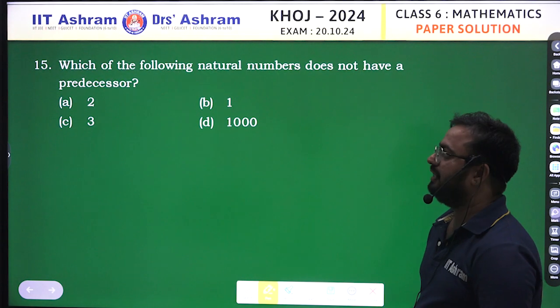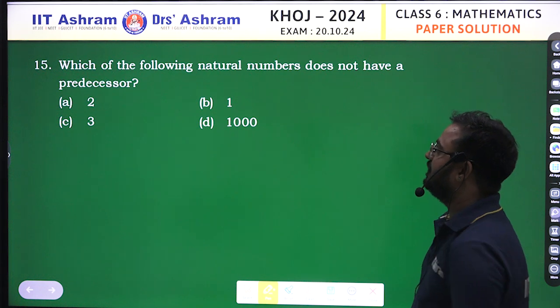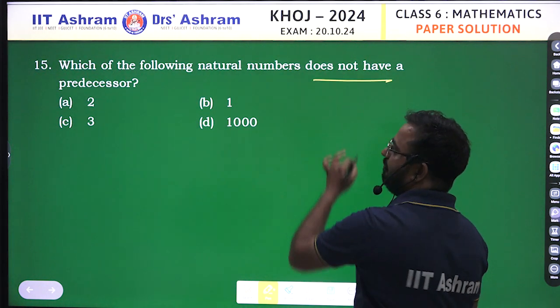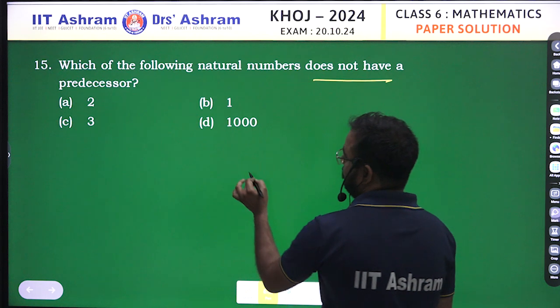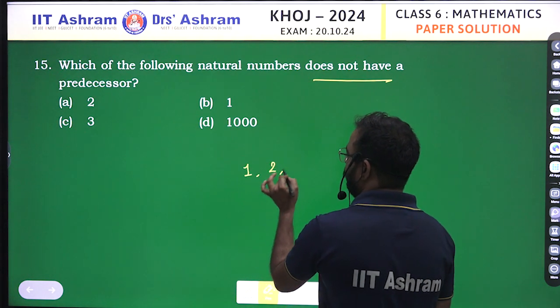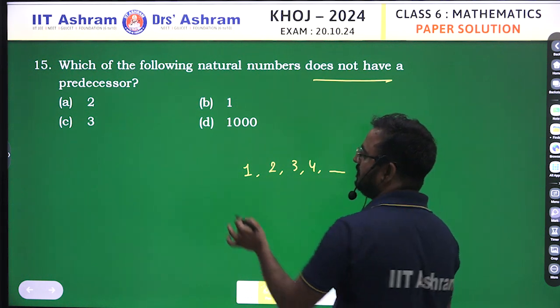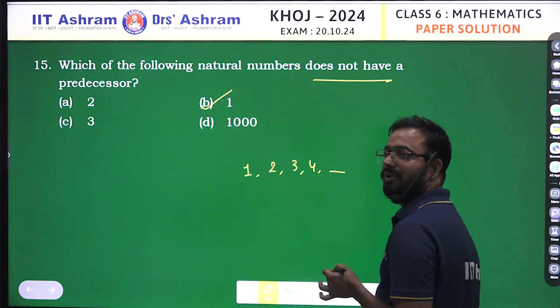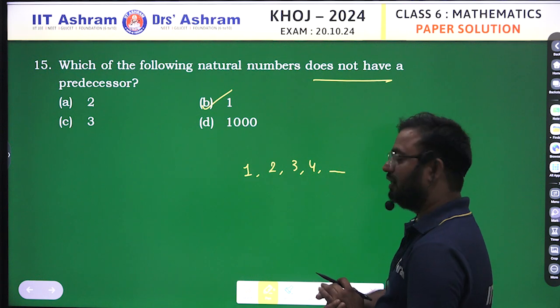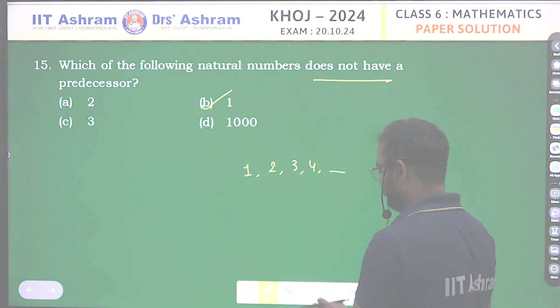Next, question number 15. Which of the following natural numbers does not have a predecessor? Natural numbers start from 1, then 2, 3, 4, continuing onwards. So which number will not have a predecessor, the one before it? Therefore 1 will not have a predecessor among the natural numbers. Option B is the right answer.